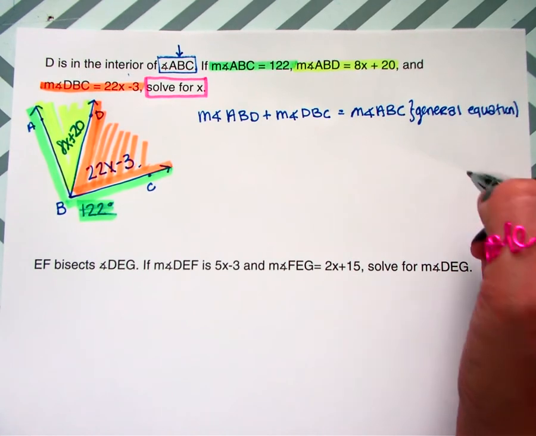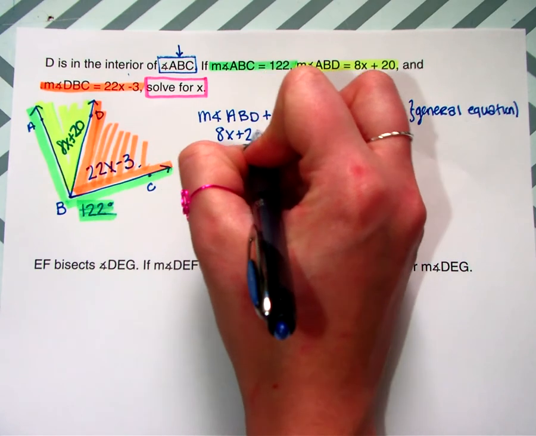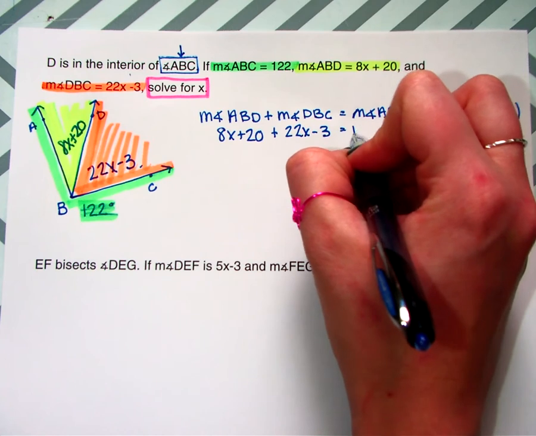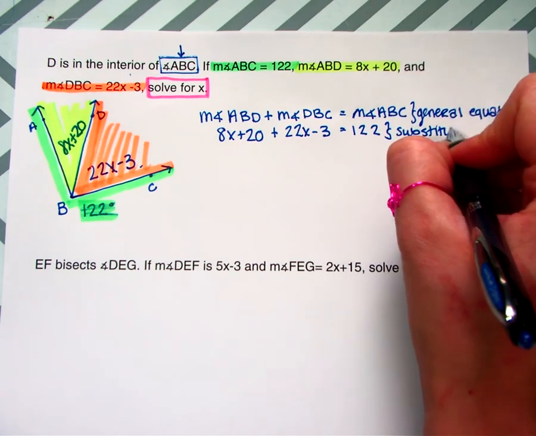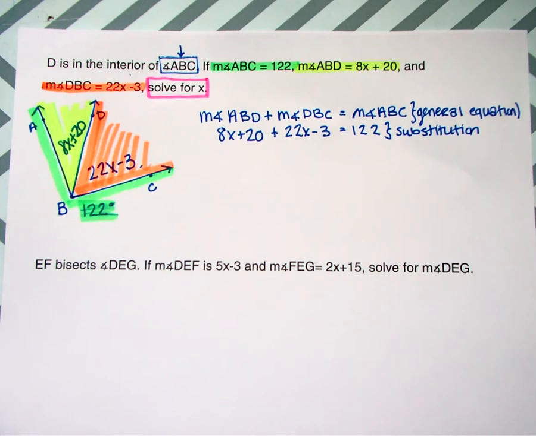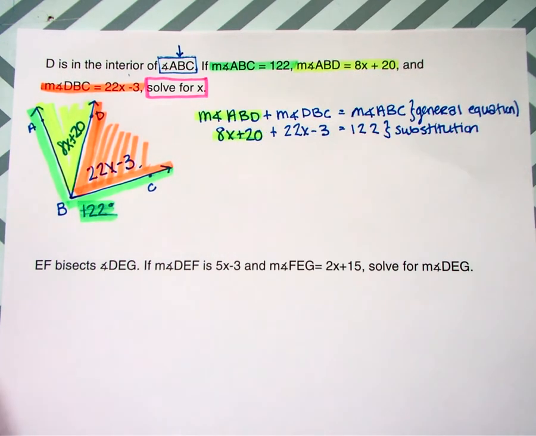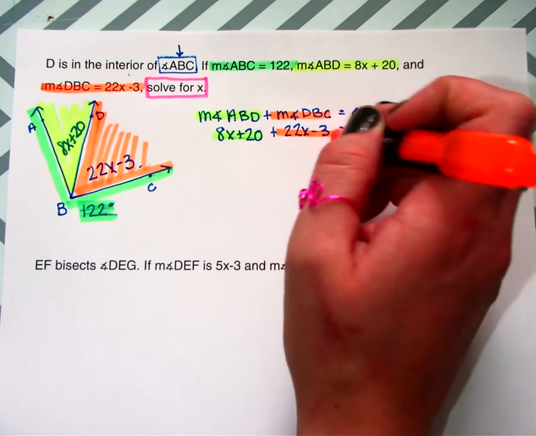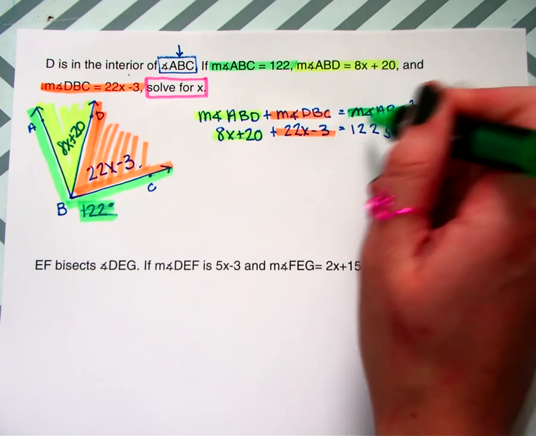Next, we're going to use substitution. So ABD, we're going to put 8x plus 20 in its place. Okay. Plus DBC, which is 22x minus 3, equals 122. This step is called substitution. Notice all we're doing is replacing. So the name of the angle is angle ABD. We're subbing it in with its actual value. Okay, and then we have DBC. The expression that corresponds to that one was 22x minus 3. And lastly, ABC was 122.